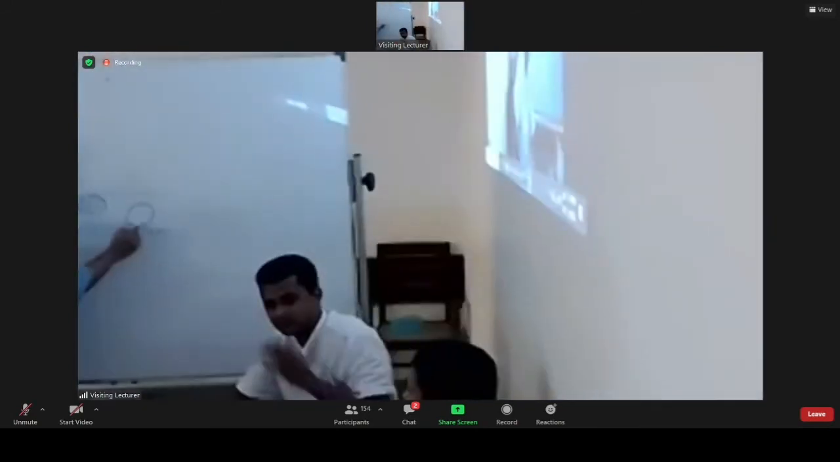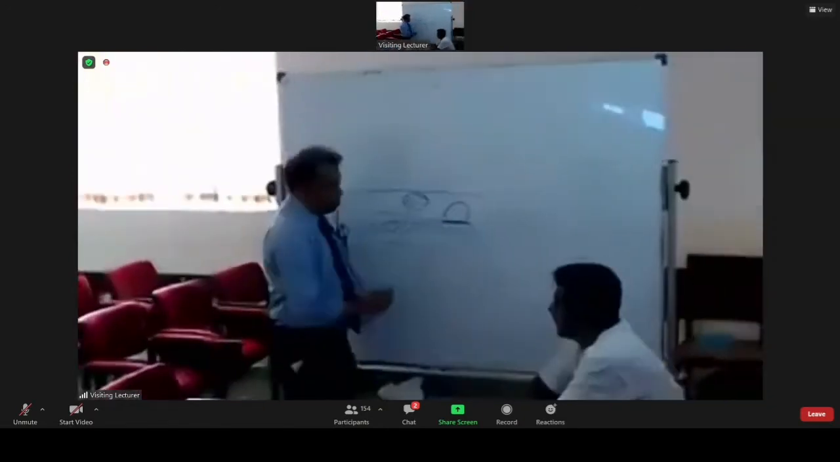So what happens if the lump is attached to the underlying structures like this one? That may be coming from the deep tendons.